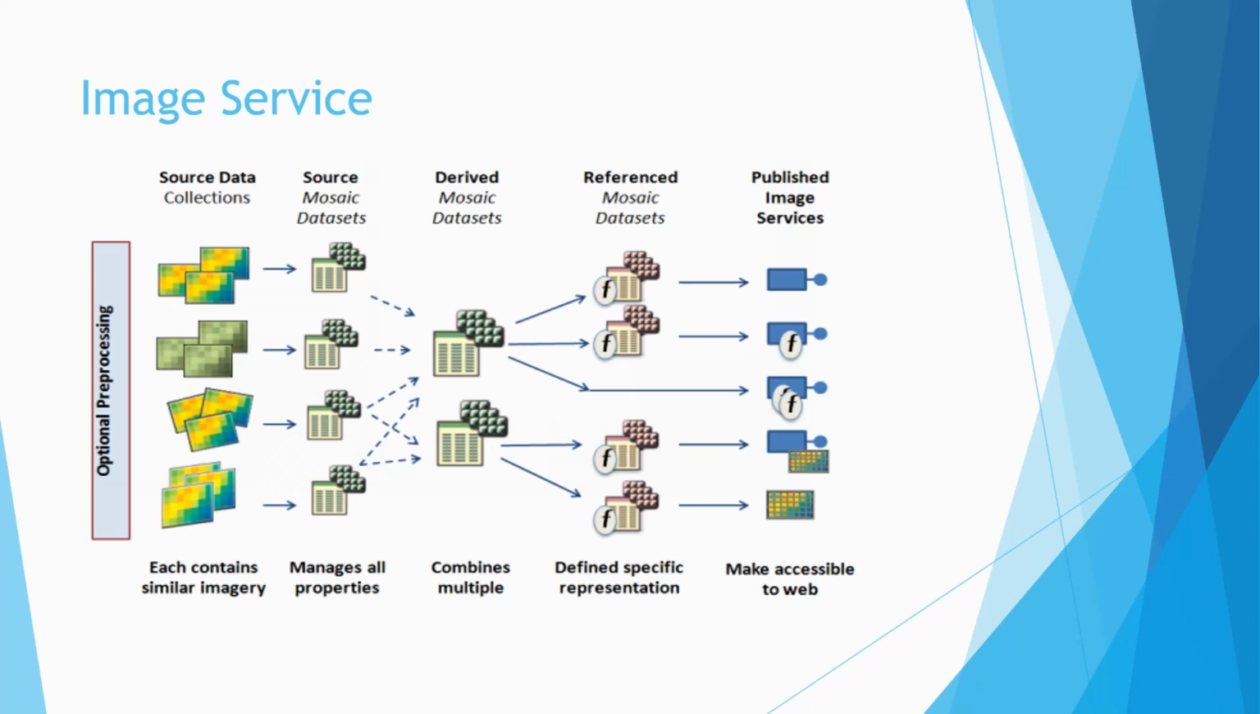Each group of them has its own Mosaic dataset, and where needed, we can combine those into a derived Mosaic dataset. Then if you needed to apply any particular symbology or classification or some other raster function on those Mosaic datasets, you would associate those with the derived Mosaic datasets. Sorry, you create referenced Mosaic datasets, which you apply those on. And finally, those can be published as image services. And this workflow really gives you a perfect decoupling of individual raster sources from what you end up seeing in your service. And in the end, we ended up having 3 different image services for our application.